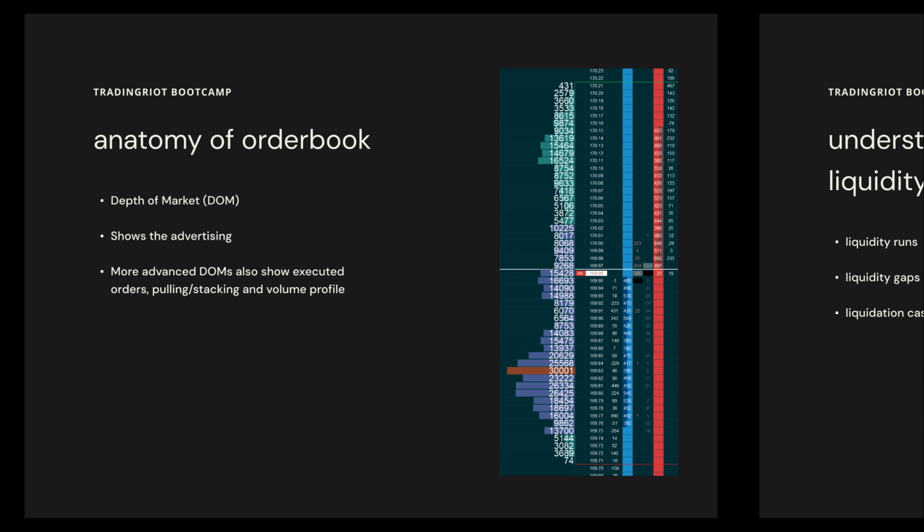I have found the DOM useful in thick markets such as bonds or maybe ES, but in any markets that are just too fast, it can cause you more harm than good. But this doesn't change the fact that it is still good to understand these things. So in the blue and red columns you have limit orders. Blue columns show demand, which are bids, and the red columns show offers, which are supply in the market.